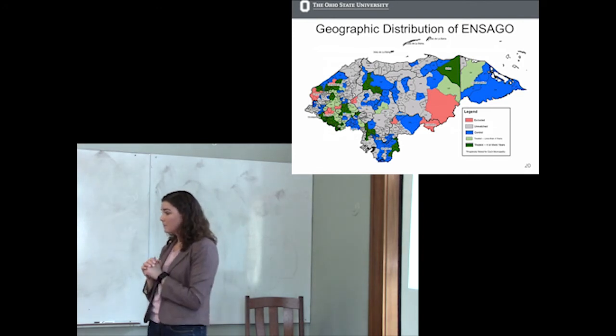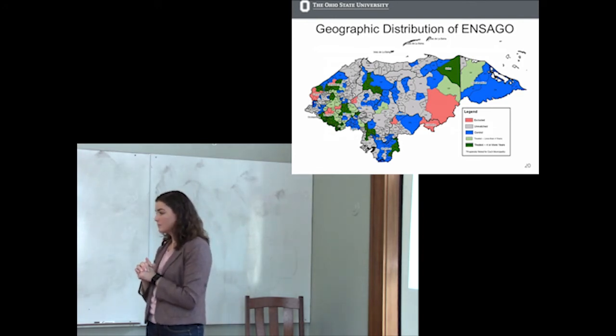I'm wondering for your inequality analyses, even though so many Hondurans are poor, are you planning to look at just the poorest people in the municipalities and see who's receiving? Yeah, who feels like they've got better services?